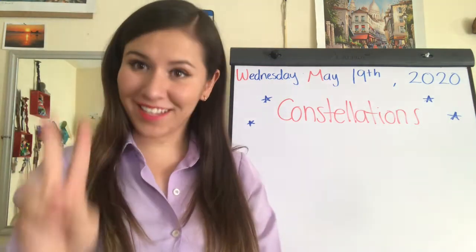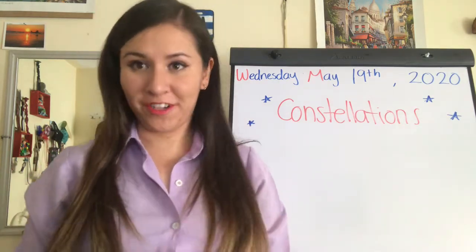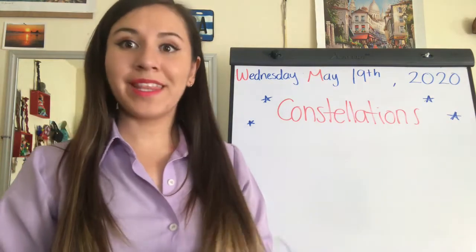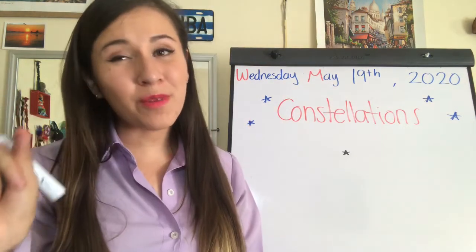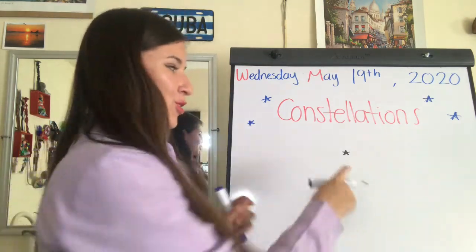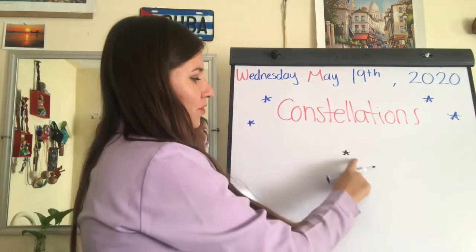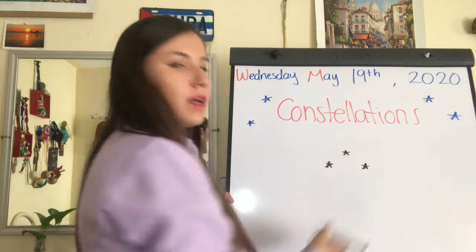Okay, we're gonna do the second constellation. This constellation is called Orion. Okay, so we're gonna start with a star here. It's a little bit more difficult than Cassiopeia, but I know you can do it. So we have a star like this. We have to make like a triangle. Just one here and one here.